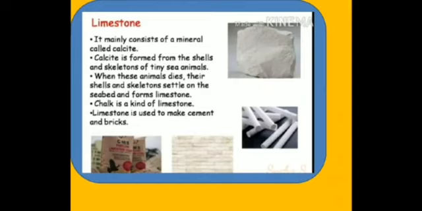Next one, limestone. Limestone mainly consists of a mineral called calcite. And calcite is formed from the shells and skeletons of tiny sea animals. When these animals die, their shells and skeletons settle on the seabed and form limestone. Chalk is a kind of limestone. Limestone is used to make cement, bricks, etc.